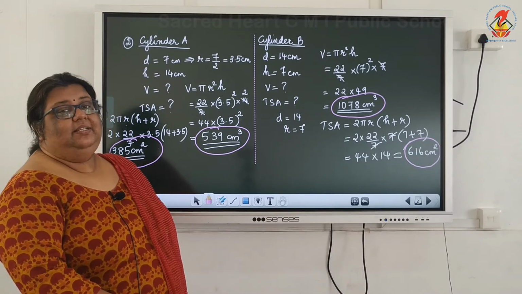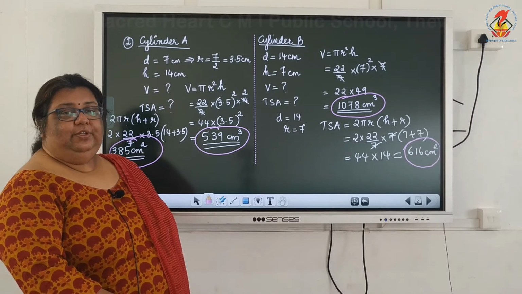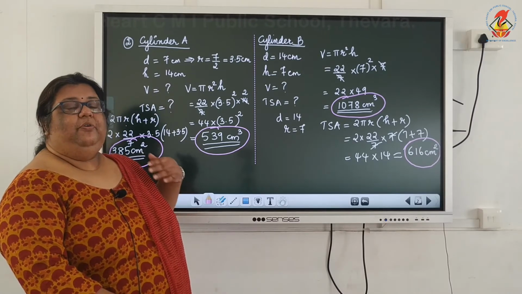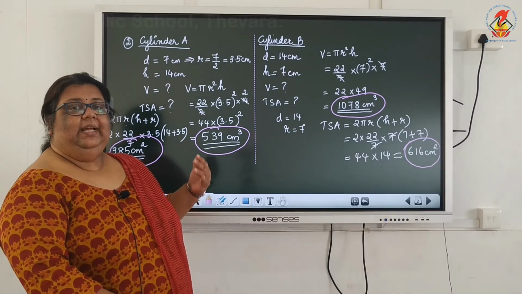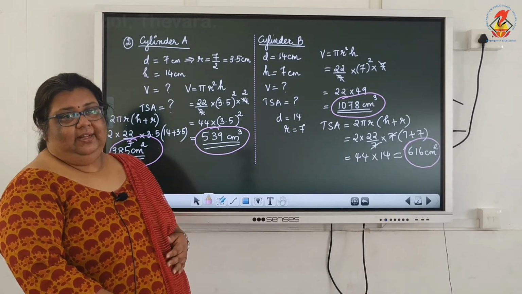I hope the question is clear for you. So there were two cylinders. You have to find the volume and surface area of both the cylinders and then compare and write the answer.